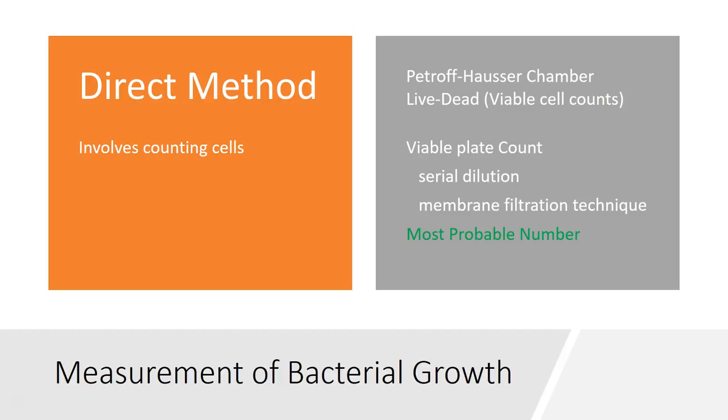Okay, so the last direct method presented in this chapter is called the most probable number. Now this method is routinely used to test the number of coliforms that are present, again, in water reservoirs. Whereas the previous viable plating counts measured the total number of live bacteria present, the most probable number method will measure the total number of live coliform bacteria that are present.